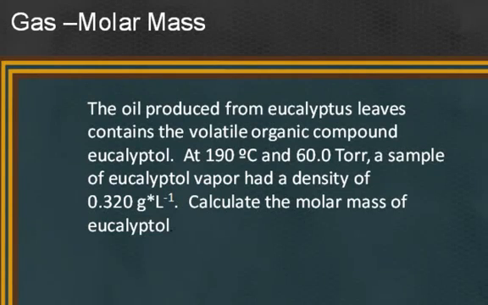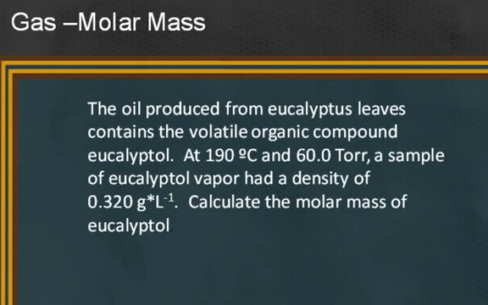As it turns out, you can calculate the molar mass of a gas if you can experimentally determine the density of the gas. It's a lot easier to experimentally determine the density of a gas because you just have to weigh the gas over a given volume than it is to experimentally determine the molar mass. So let's take a look at this problem and see how we can, given some information about a gas, calculate the molar mass of that gas.